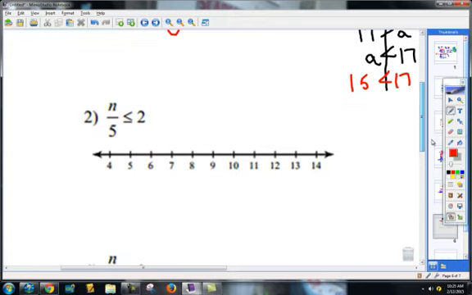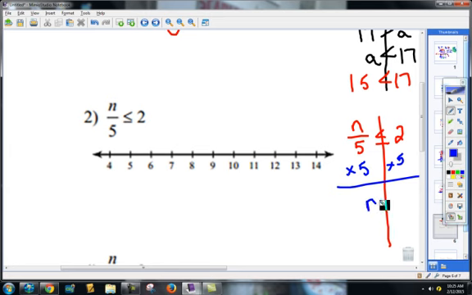Okay, let's go to these ones. Multiply and divide. Nothing changes, guys. What is happening to the variable? It's being divided by 5. How do I undo dividing by 5? Multiply by 5. It's going to give me n less than or equal to 10. Open or closed, guys? Closed.